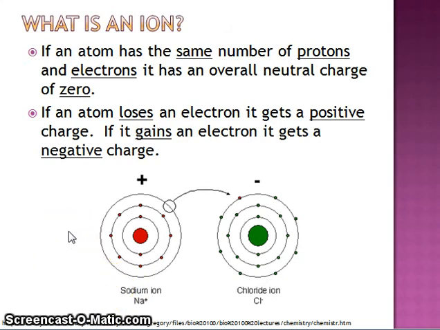What is an ion? An ion has everything to do with gaining and losing electrons. If an atom has the same number of protons and electrons, it has an overall neutral charge of 0. But if an atom loses an electron, it gets a positive charge. And if it gains an electron, it gets a negative charge. For instance, if we have sodium chloride and it's joined as salt, this is an ionic bond, and in this case, the sodium will actually lose an electron and gain a positive charge, whereas the chloride ion will get an electron and become negatively charged. They therefore become ions.